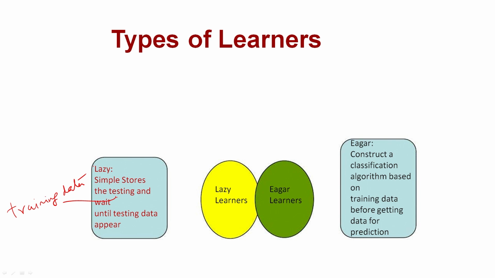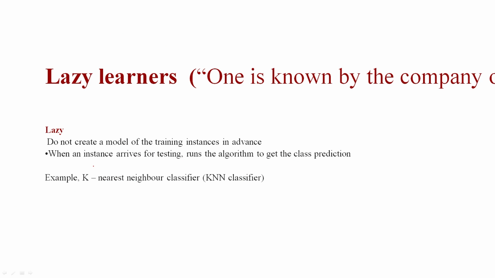On the other hand, eager learners are known as model-based learners, and they learn from models basically and then give you the testing predictions very nicely. So obviously the eager learners are slow. KNN is one of the lazy learners, okay, but there are other models too. Lazy learners do not create a model at all. When an instance arrives for testing, it runs the algorithm and gives the classification.